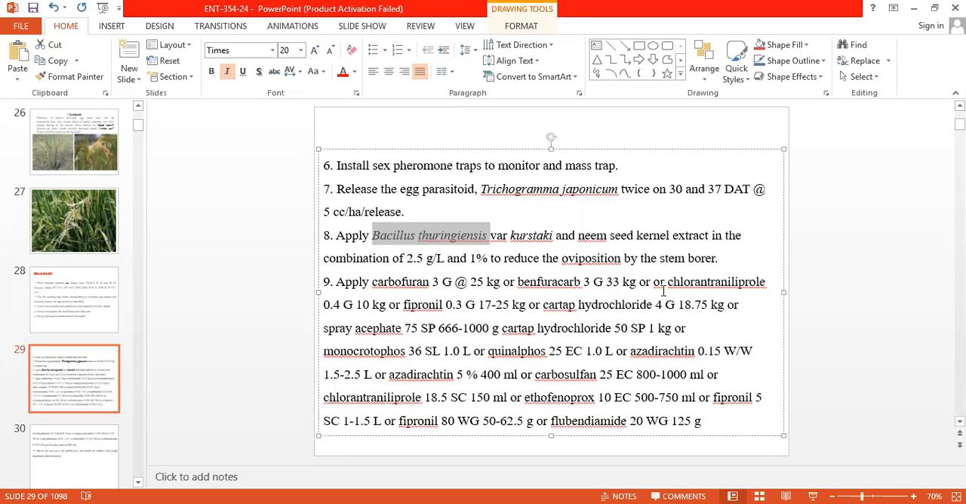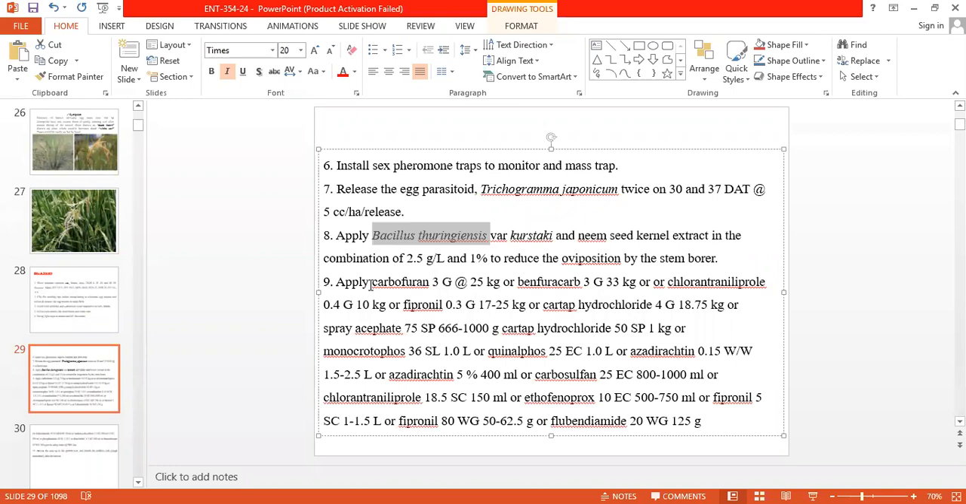So this is the Bacillus thuringiensis plus neem seed kernel extract, which is helpful for the prevention of egg deposition by the yellow stem borer. Then application of various chemicals, mainly granule formulation chemicals, which we should apply directly in a particular infested paddy plant in the whole.